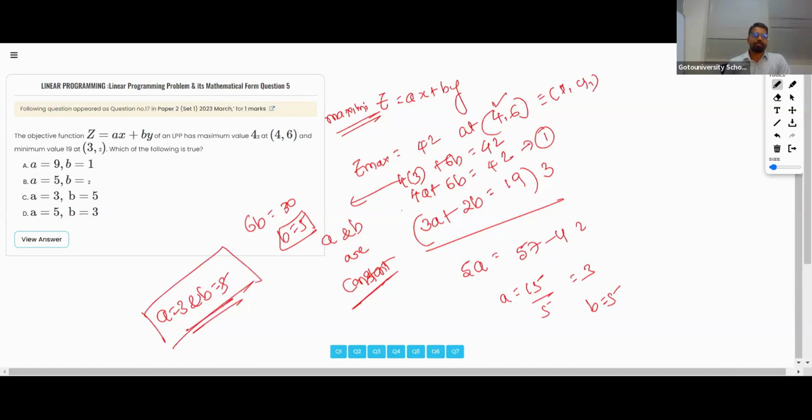So the option that matches this is option C. Don't get confused with option D, which is a equal to 5, b equal to 3. But the actual answer is a equal to 3 and b equal to 5. Okay, I hope this is clear. This is the same as solving a linear equation with the given condition, right? Yes. Let's go for the next question quickly.